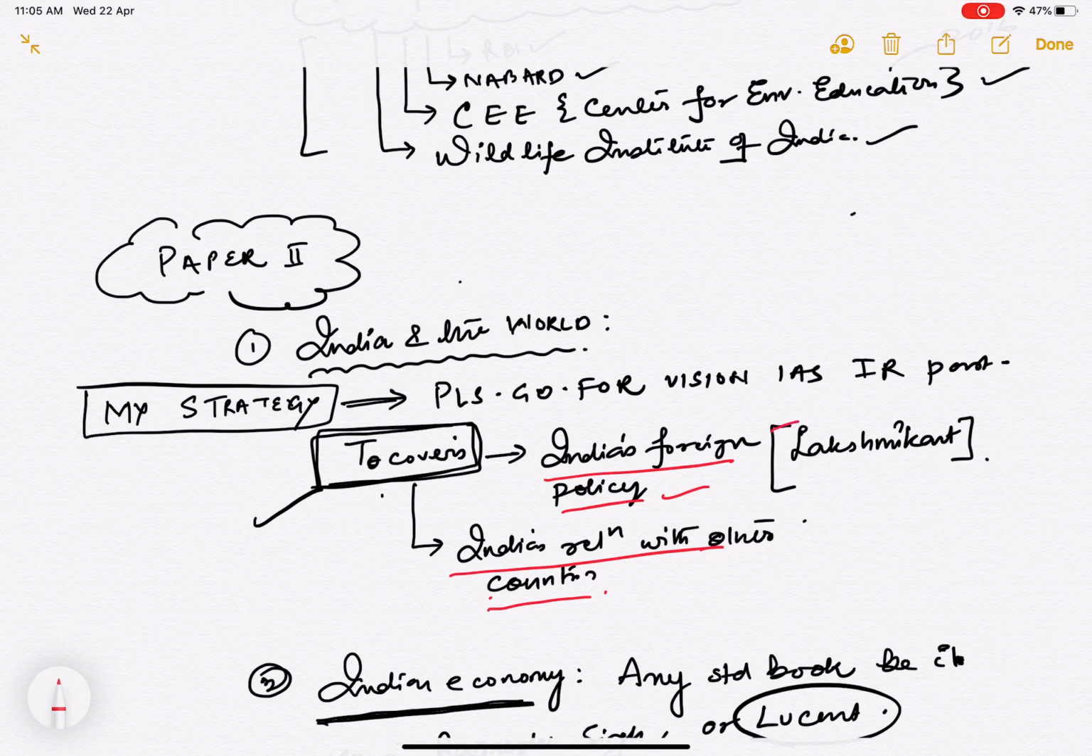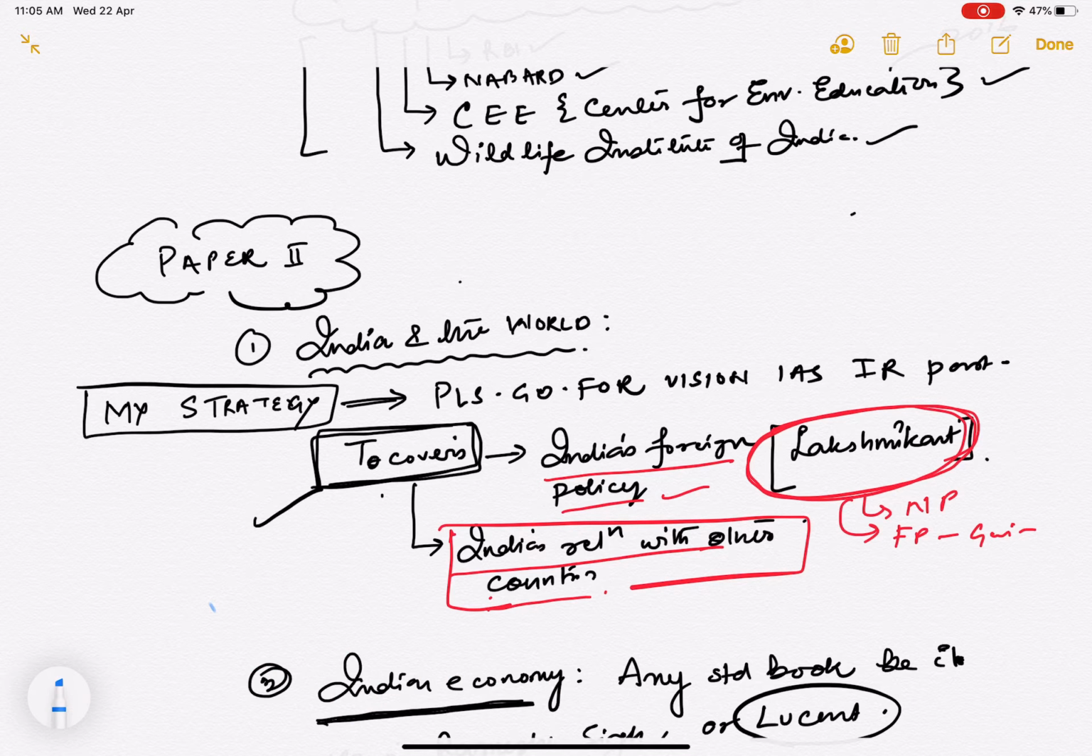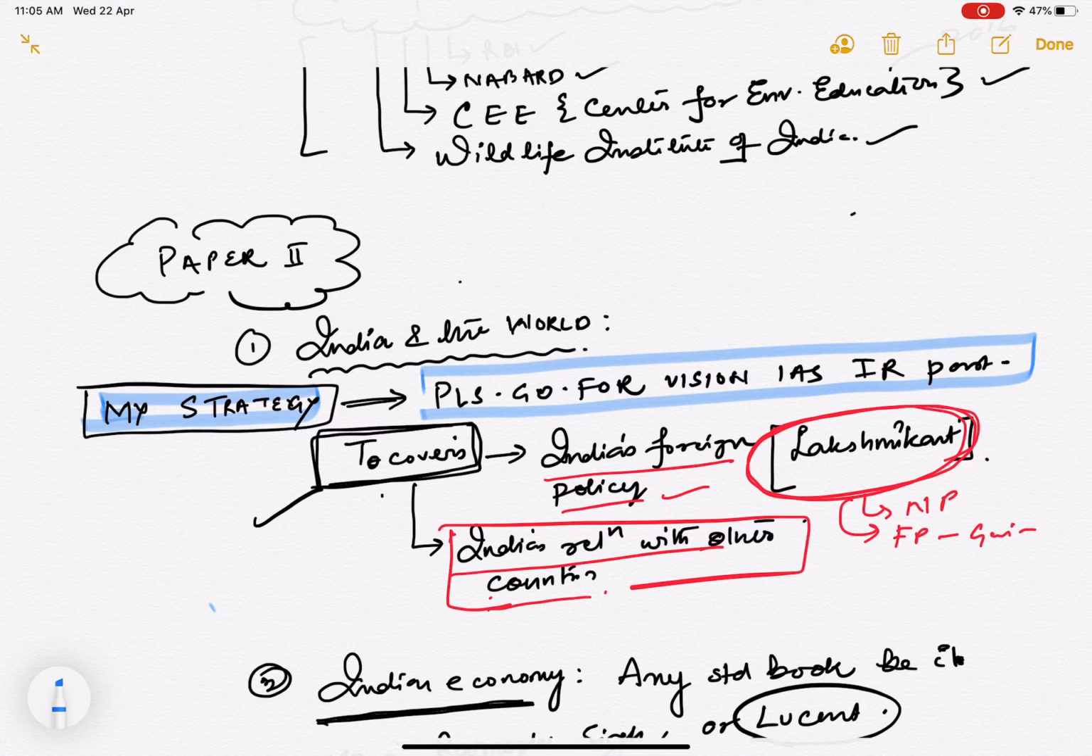With respect to India's foreign policy, first of all, I would suggest you go through Lakshmikant, go through the nuclear policy, go through India's foreign policy, the Gujral doctrine, etc. Next, we have India's relation with other countries. See, my strategy was basically that I went through the Vision IAS IR part.